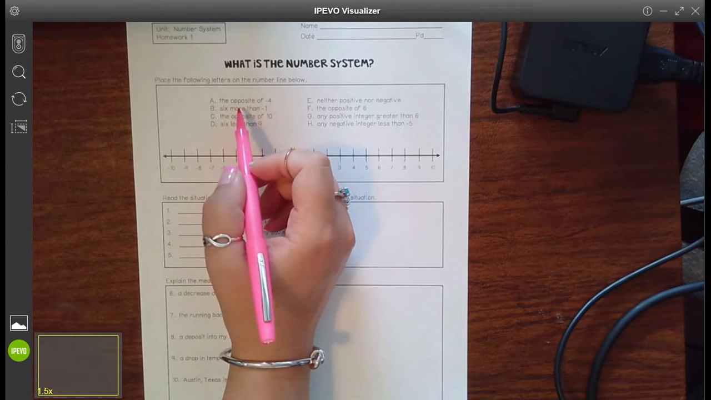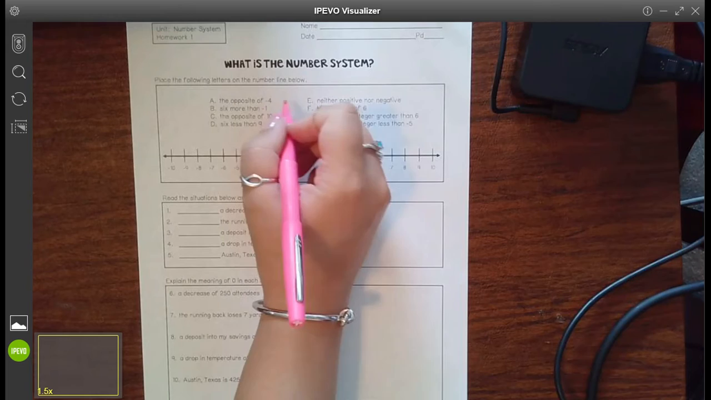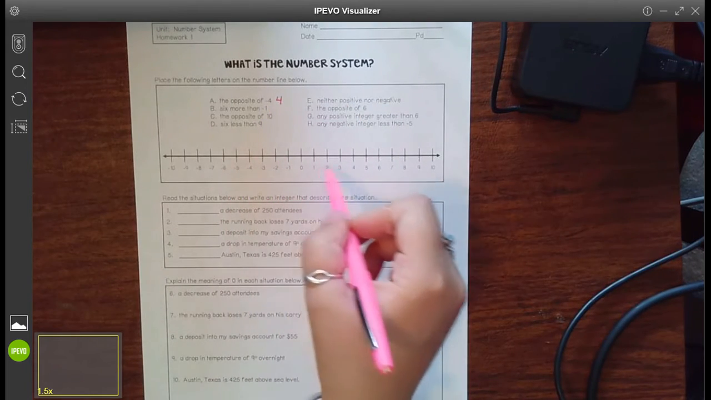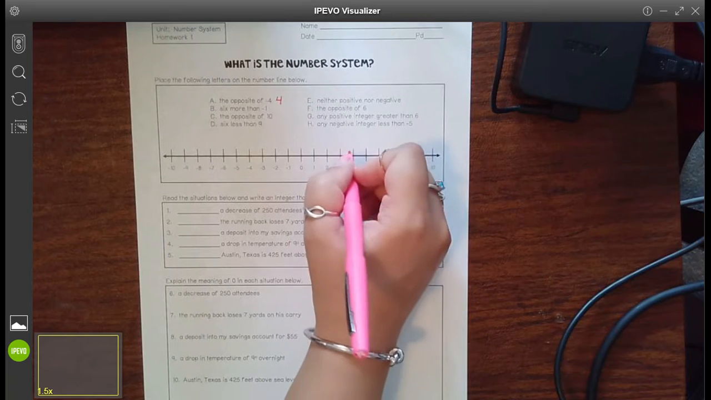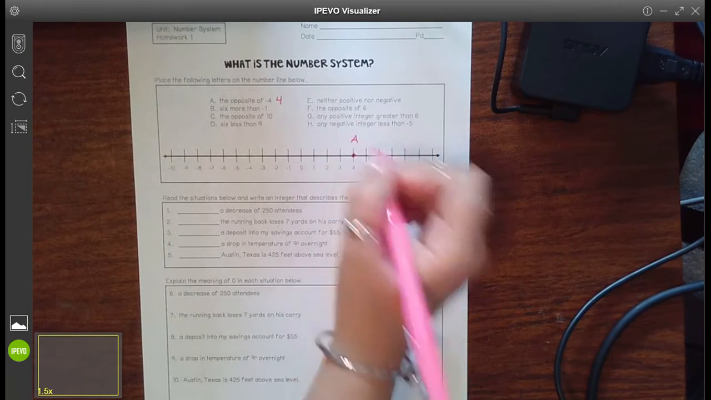Let's start with the first one. It says the opposite of -4 is what? What's the opposite of -4? It's 4. So then that means they want me to graph that on the graph. So where's 4? That's right here. So I'm going to put an A up above 4.